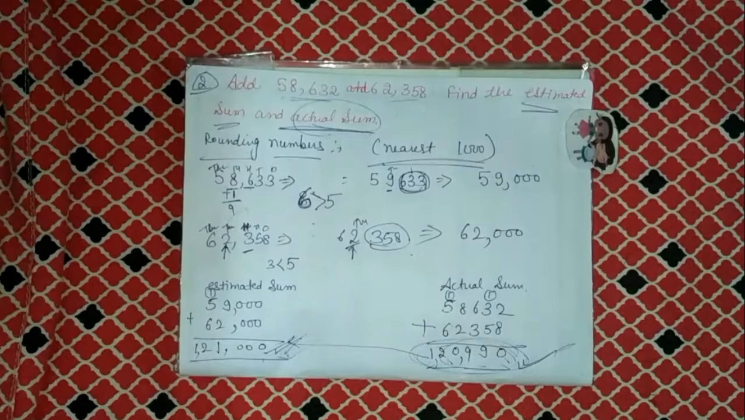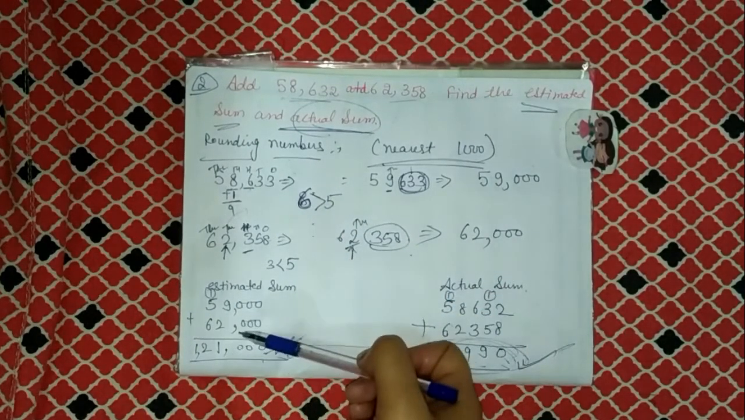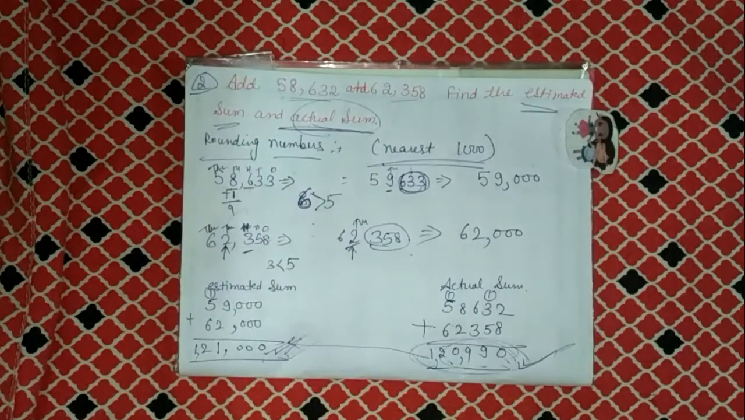So it's done. Very easy. Firstly, round off these two numbers, then add these numbers, and if they tell you to find the actual sum also, directly add them. Correct.